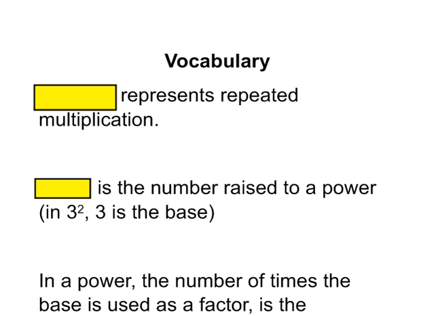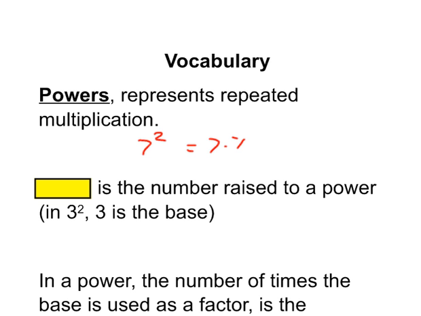So we've got a couple of terms we need to do. We first of all have to know that powers represent repeated multiplication. So for example, if I've got 7 to the second power, that's equal to 7 times 7. There's two of them. So 7 times 7 is 7 squared, and in that case would be 49.